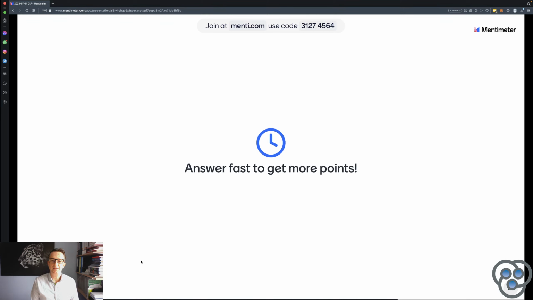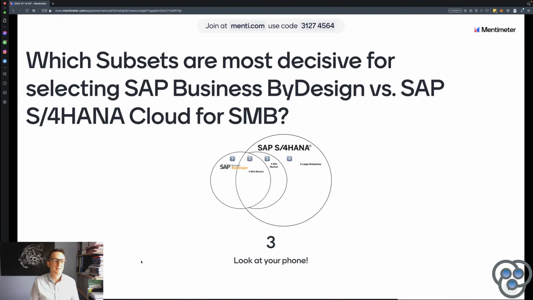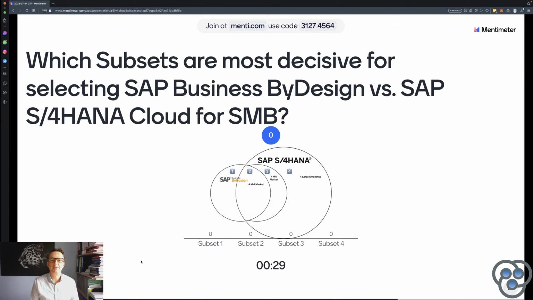So, what is the question? The question is, which subsets are most decisive for selecting Business ByDesign versus SAP S/4HANA Cloud for small and medium businesses? You have 23 seconds to answer. Is it subset 1, subset 2, subset 3, and subset 4? And there can be more than one answer. So, 3 answers already in.